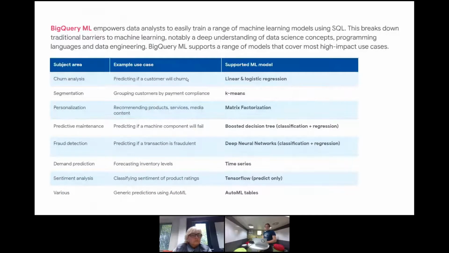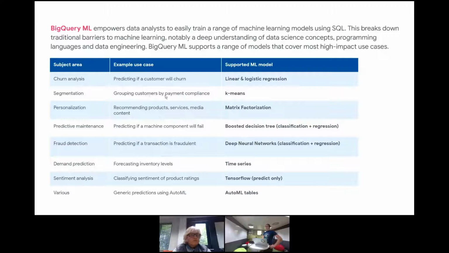And BigQuery ML, Google have been really good in terms of putting in the main models that we think you need to cover probably 90% of use cases. And I've picked out a few here. So a linear and logistic regression model for doing churn analysis. If you're a subscription-based company, think of Gousto, HelloFresh, and I want to predict if someone's going to churn, they're going to stop buying from me, then I could use a linear and logistic regression model on BigQuery ML.